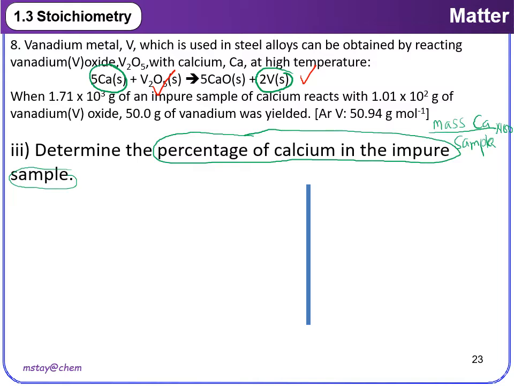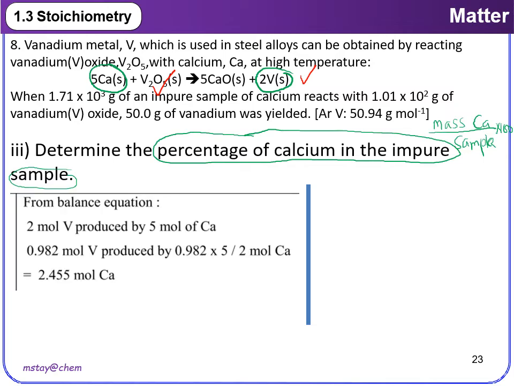So if we want to compare vanadium with calcium, it's back to step 3, compare based on the equation. 2 mole of vanadium is produced by 5 mole of calcium. So in part 1, we already calculated that only 0.982 mole of vanadium is produced, which means that we need 2.455 mole of calcium. Okay, so this is considered step 4.